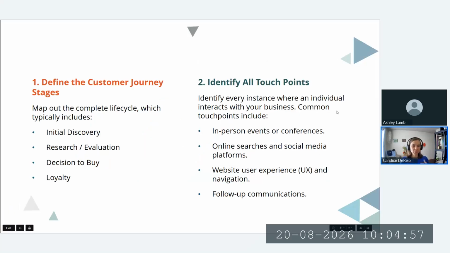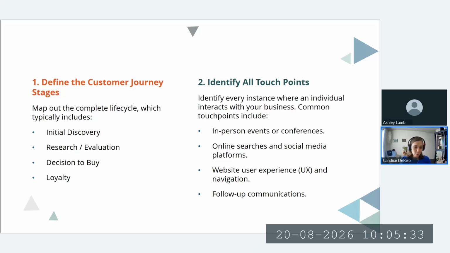So step 1, define the customer journey stages. At your most basic level, most people talk about initial awareness or discovery, some kind of research or evaluation stage. Now, this is you putting yourself in the point of view of the prospect. The prospect discovers you, they evaluate you, or maybe they research you. And then they make the decision to buy or not to buy. And then the last is, of course, loyalty. There can be a ton of stages in between, but those are probably the 4 most basic ones that you should include in your customer journey map.